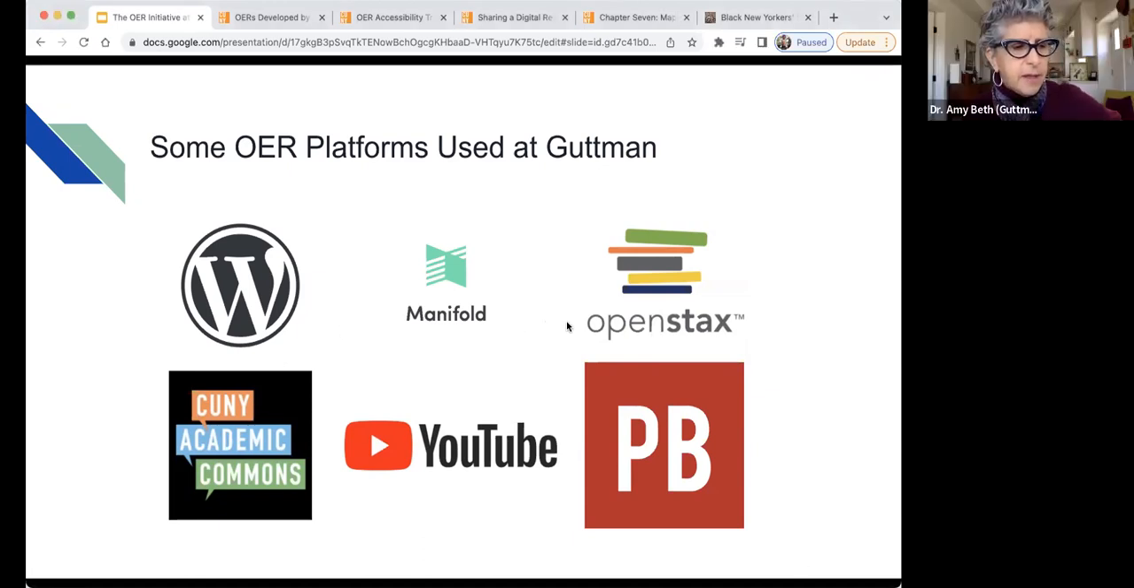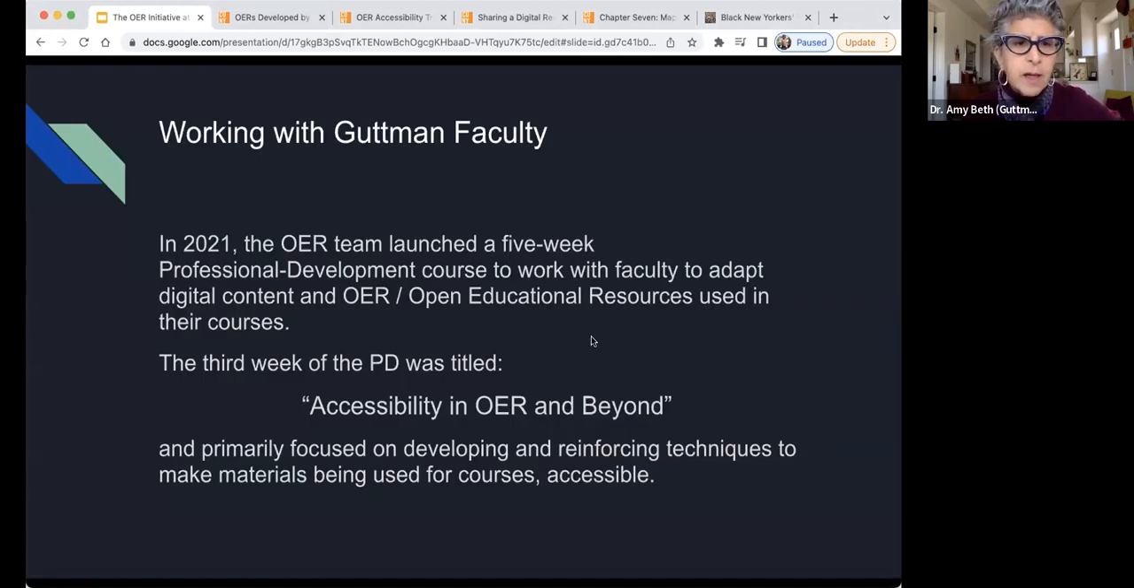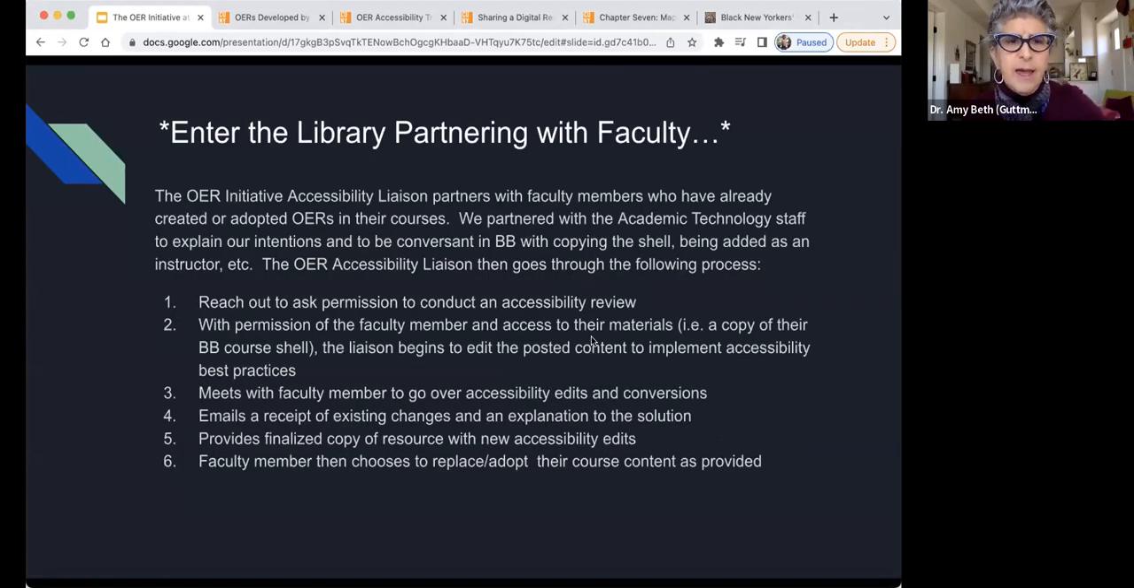I think the most important slide we can hop to at this moment is, yes, enter the library partnering with faculty. So the OER Initiative Accessibility Liaison, who we keep referring to as Lauren, partners with faculty members who have already created or adopted OERs in their course. We also partner with the academic technology staff to explain our intentions and to be conversant in Blackboard with copying the shell, being added as an instructor, etc.